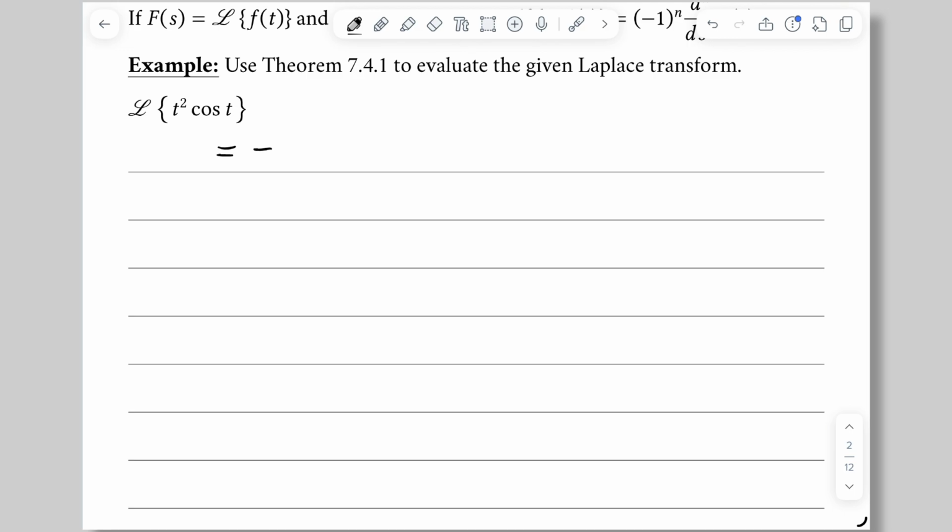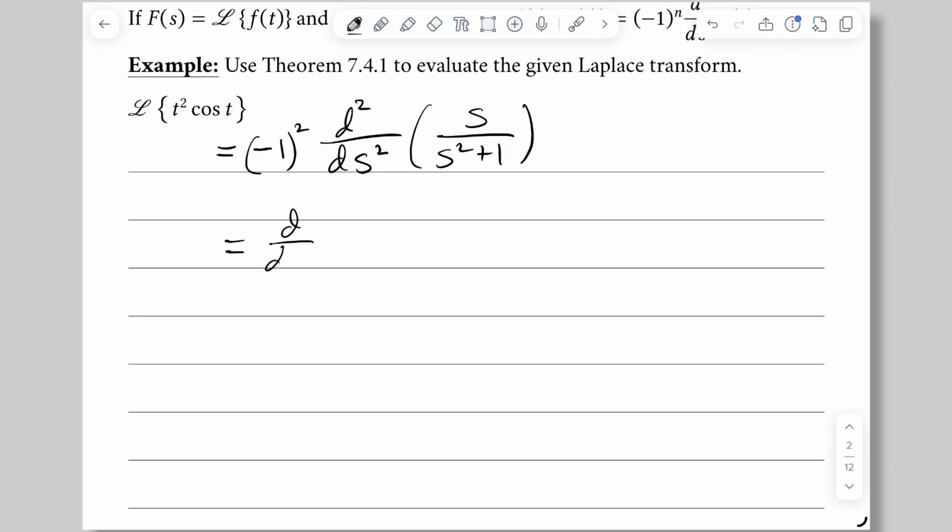This is equal to the negative 1 to the 2 times the second derivative with respect to s of the Laplace transform of the cosine of t, which is s over s squared plus 1. Of course, the negative 1 squared becomes 1. And then the second derivative is, of course, the derivative of the derivative. So I'll write it down as the derivative, and then using the quotient rule, we have 1 minus s squared divided by the quantity of s squared plus 1, the quantity squared. I'll leave it to you to confirm that if you'd like.